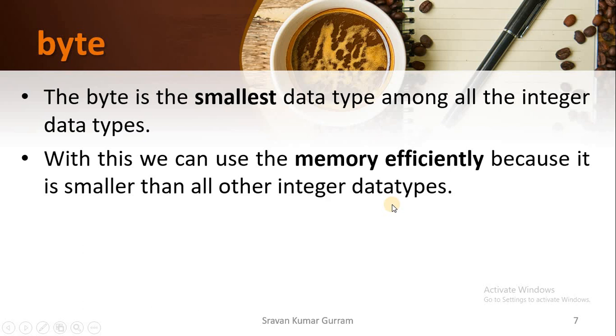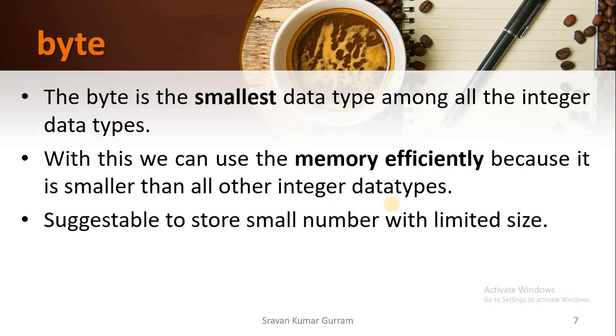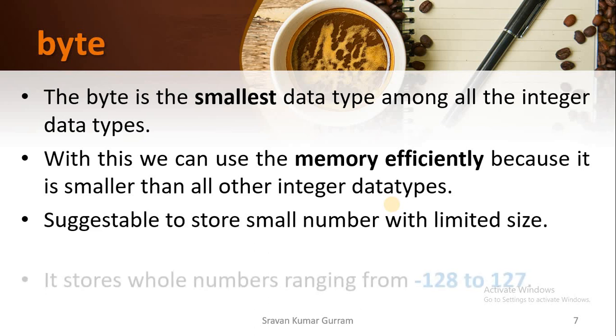If you want to store a smaller number, it is suggestible to declare that number as a byte type because you can save the memory. You can utilize the memory efficiently. If you declare it as an int type, even though you are storing a small number, memory will be unnecessarily wasted internally. So it is suggestible to store small numbers with limited size by using the byte data type.